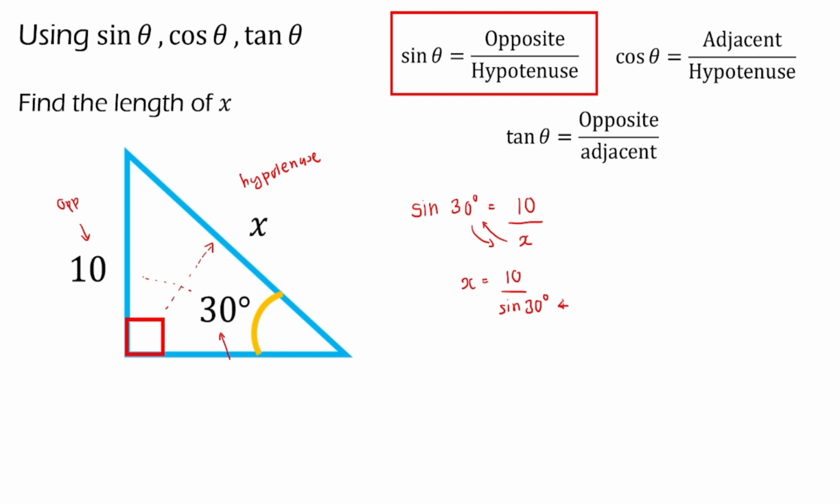This one you can find the value through your calculator. I believe you will get the value 0.5, or half. And you'll get your answer: x will be 20. You can check whether your answer makes sense or not. As you know, our x is the longest, therefore it should be larger than the other sides. So you see 20 is larger than 10. This gives us confidence that your answer should be correct.